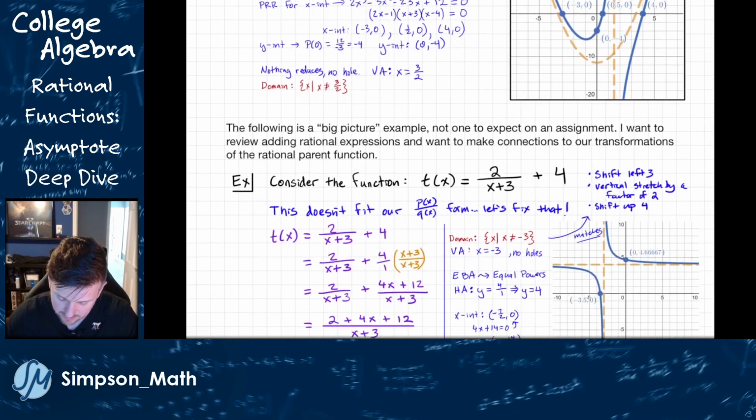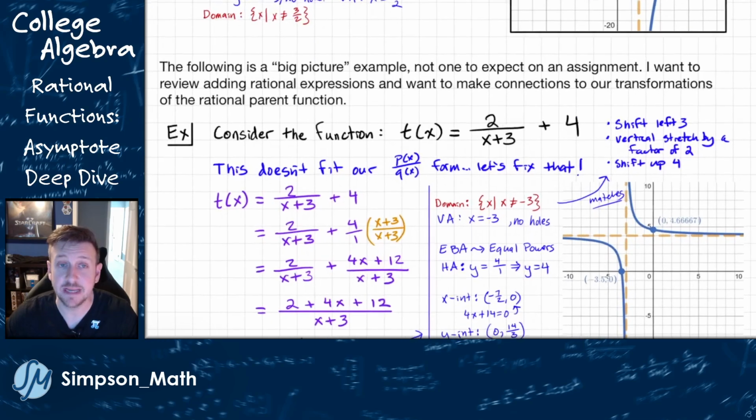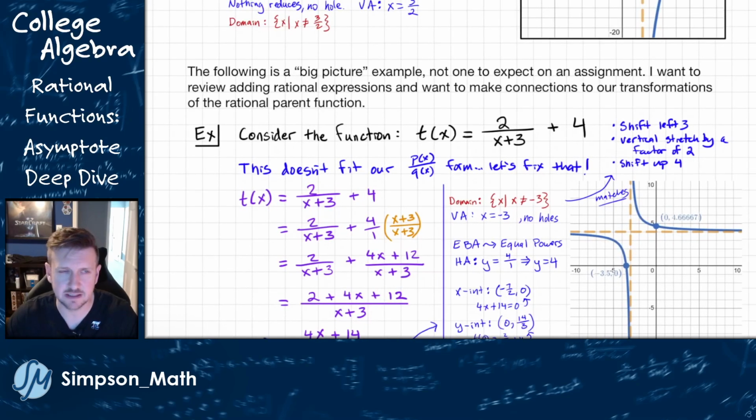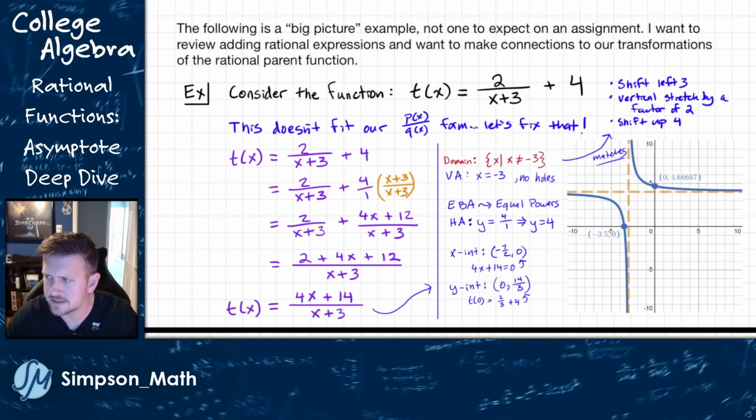All right, this next example is a bit of a big picture example, not one to expect on an assignment. I just wanted to review adding rational expressions, because we're going to need it next. And then I wanted to make some connections to our transformations of the rational parent function. So let's take a look at this.